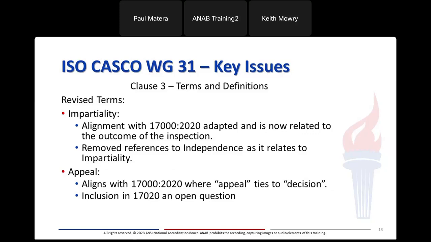We aligned impartiality and appeal with 17000, and it now relates to the outcome of the inspection. One of the big things is we removed the references to independence within the definition of impartiality. We've now split that out. So impartiality has its own definition, and then we created a definition for independence, which I'll get to on the next slide. The appeal now ties to the decision, and its inclusion within the definitions is still an open question. We're still debating that a little bit. Next slide, David.